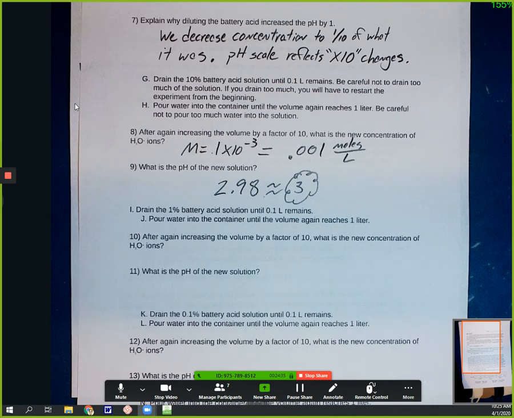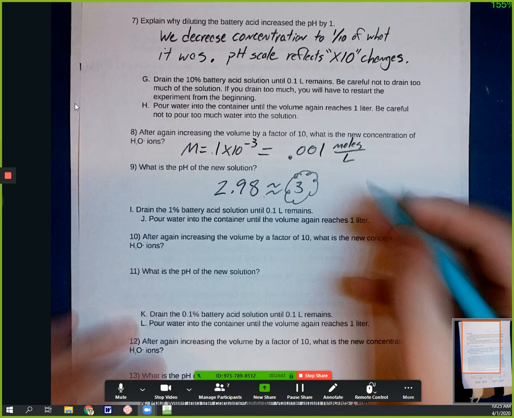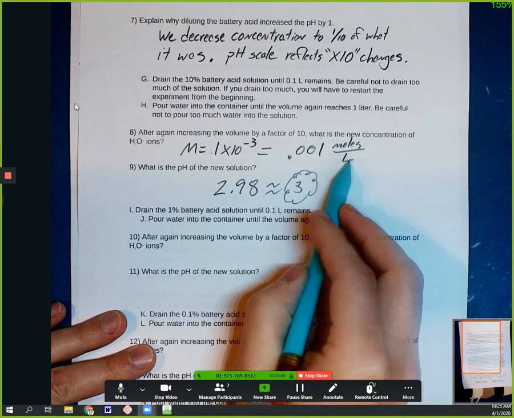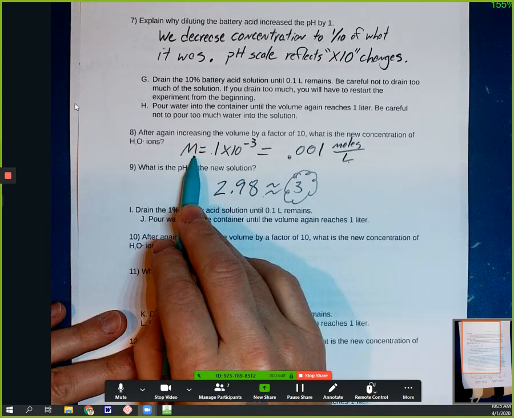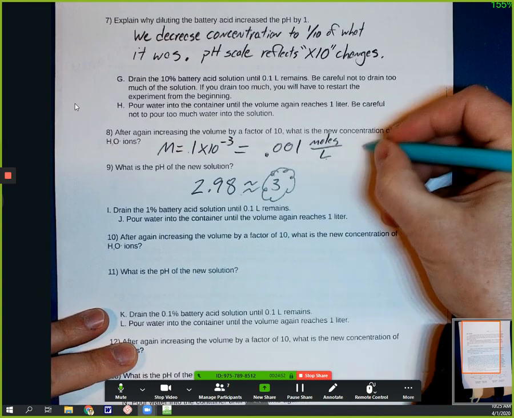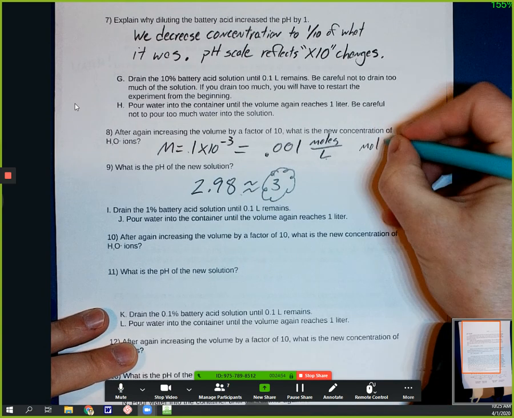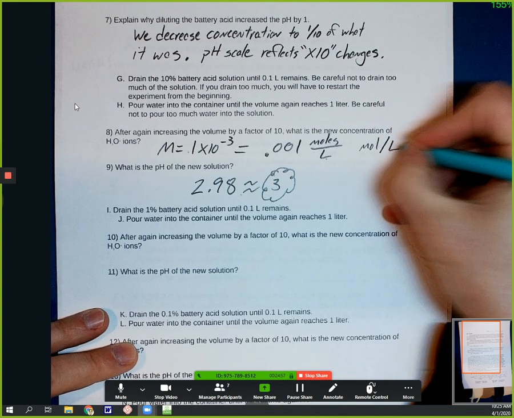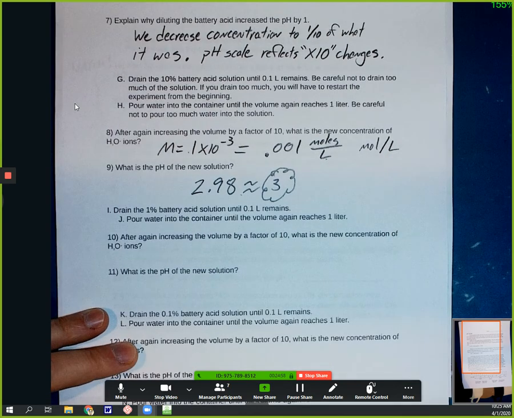How do I do the moles over liters sign? Can I just use a backslash? Yeah, like moles over liters. Now remember, moles over liters is the same thing as big M, so you could just do big M again. You could also, on your thing, go mol/L, like that. Okay. I think that was it.